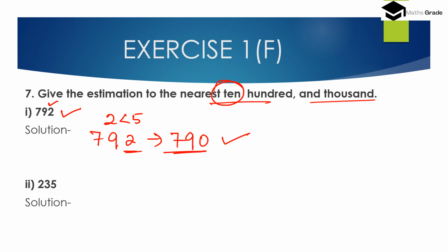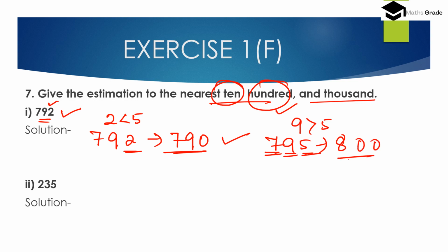So this is 790. Now when we round this number 792 to the nearest 100, we have to look at the tens place value digit. Here tens place value digit is 9, which is more than 5. So we have to add 1 to the 100 place value digit. Here 795. This 7 changes to 7 plus 1. 7 plus 1 is 8 and this 9 changes to 0 and this 5 changes to 0. So 792 rounded to the nearest 100 is 800 and 792 rounded to the nearest 10 is 790.